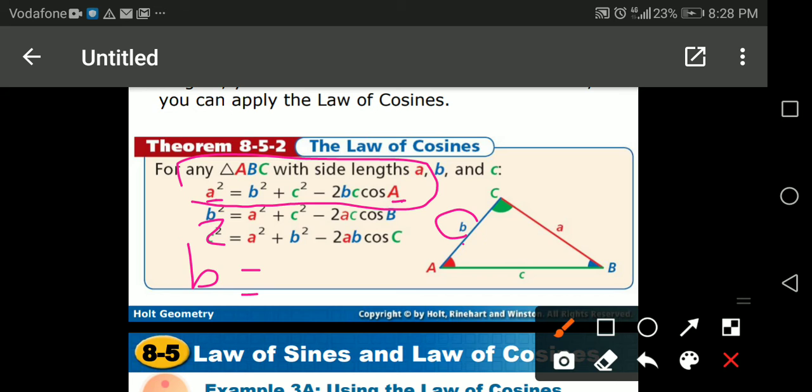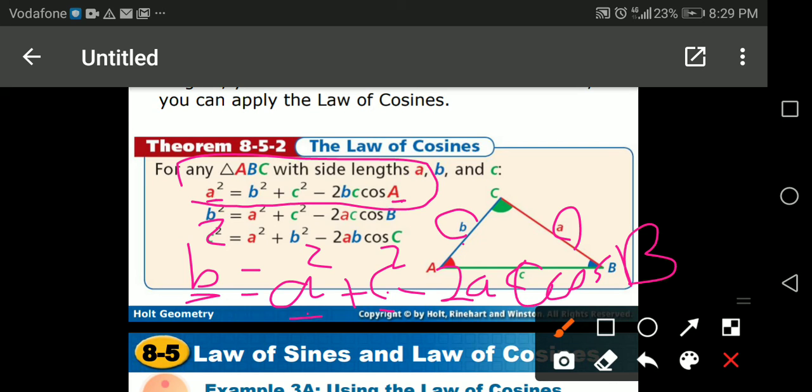b² equals, of course, a² plus c², so minus what? 2ac. 2ac cosine what? Who can tell me? Yes, cosine B. What about if I say for c?